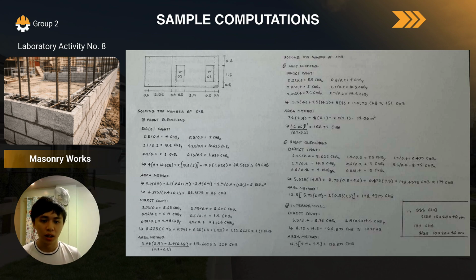And that's it. With this, we get a total of 533 concrete hollow blocks with a size of 15 by 20 by 40 cm, and 127 CHB for the interior walls, sized 10 by 20 by 40 centimeters.